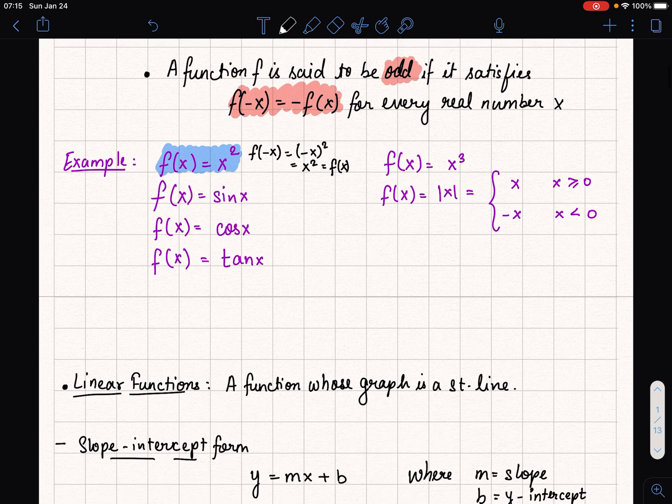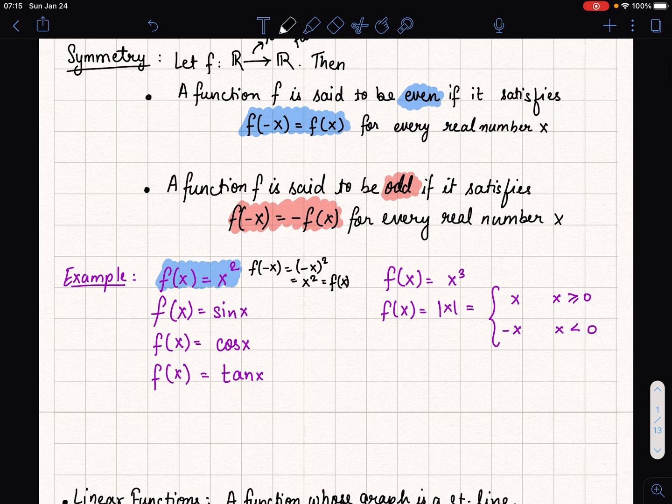Now we look at f of x equals sine of x. Again, we do the same thing. We find f of minus x. f of minus x is sine of minus x. We know sine of minus x equals minus sine x, which is equal to negative f of x. This shows that sine x is odd.